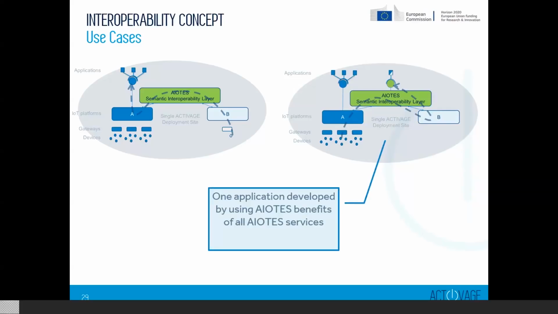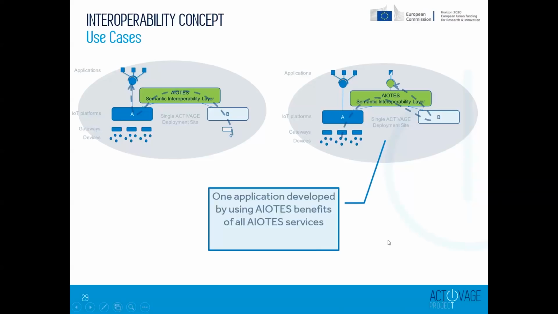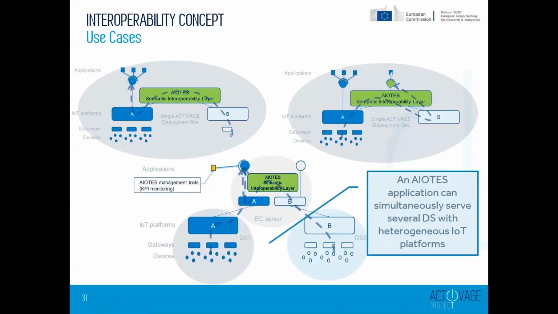The last example is about applications using IoTS APIs directly. It means that one application developed using these IoTS APIs can be seamlessly deployed in different deployment sites and can be used for gathering application data coming from different deployment sites. So these are 3 interoperability examples that we are using to promote the interoperability concept.